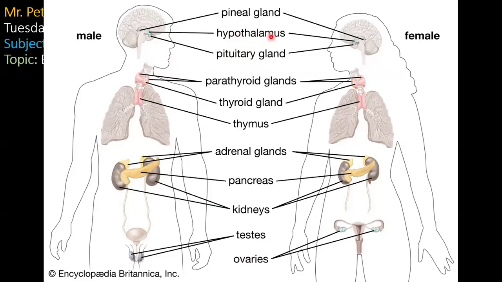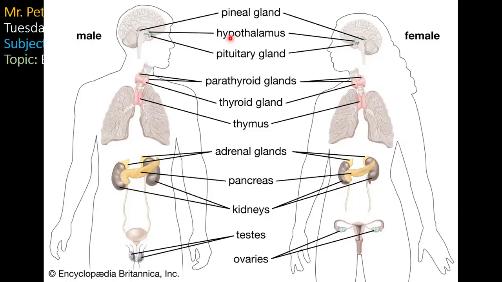Hypothalamus. What is the hypothalamus? The hypothalamus is a structure that is part of the endocrine system, and I'm asking what hormones it produces. Oh no, that's fine. If you don't know, that's what we're here to learn. So it's somewhere in the brain. Yeah, it's definitely in the brain.